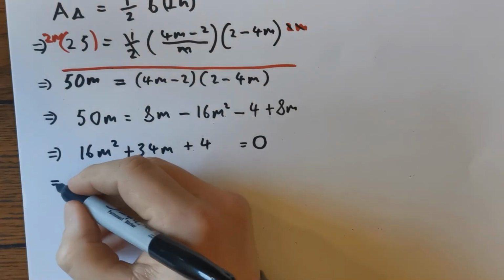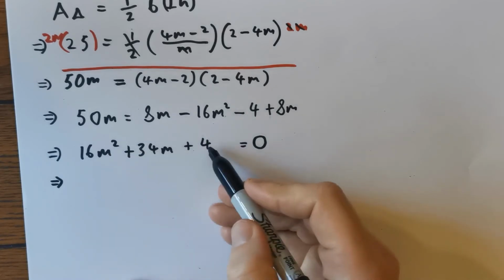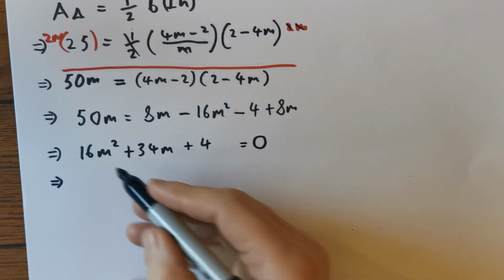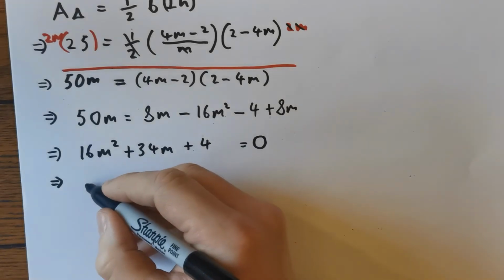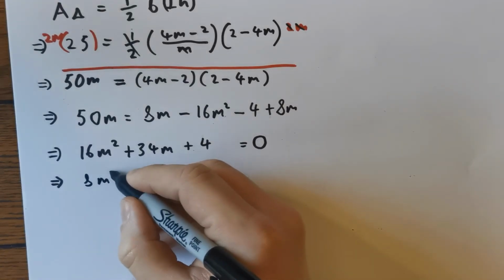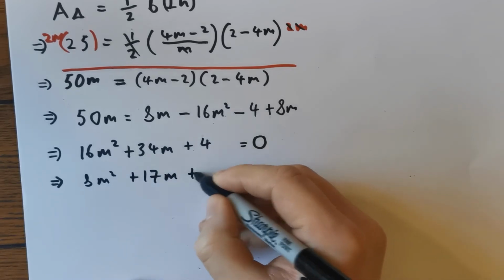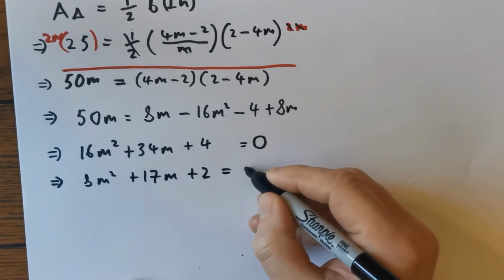I could solve it here, but one thing I'm noting is that every term on the left and every term on the right is divisible by 2, so I can divide both sides of that equation by 2, giving me 8m squared plus 17m plus 2 equals 0.